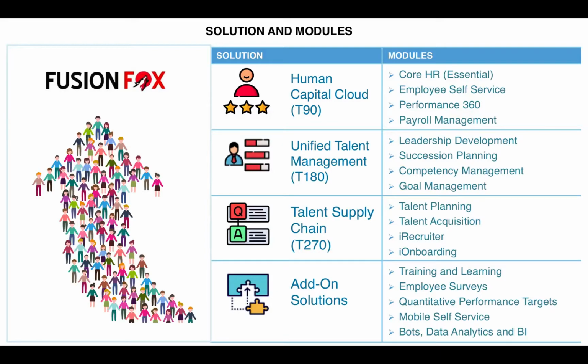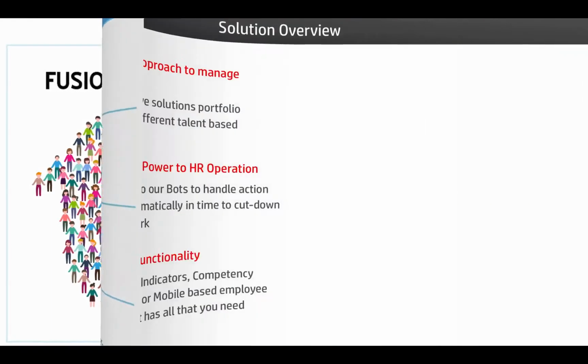Talent Supply Chain includes talent acquisition planning and hiring process automation, recruiting, onboarding, job description, and so on. Then we have add-on solutions which complement our applications: training and learning management, employee surveys, quantitative performance management, mobile self-service, bots, data analytics, and BI Composer.